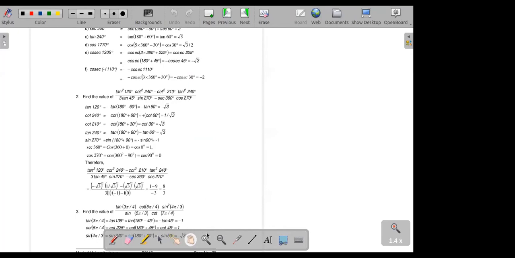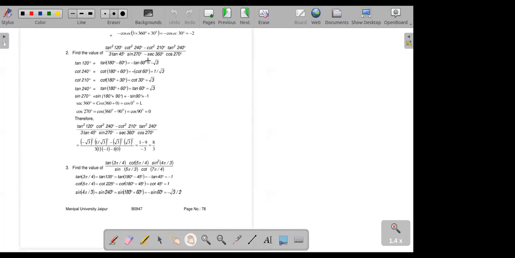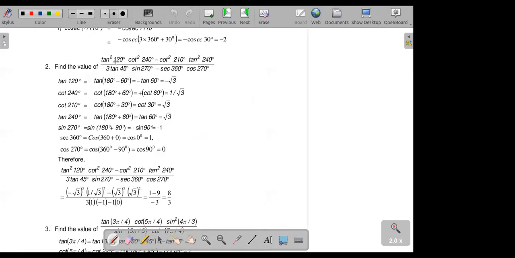Similar to these questions, I think this is not too tough. Separately, we can find out different values of tan 120, cot 240, cot 210, 240, right? And then in the last, just put the values.